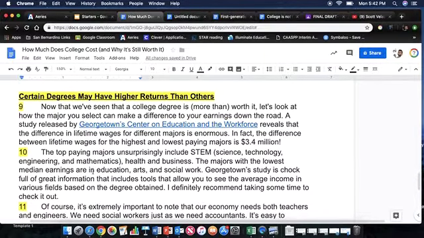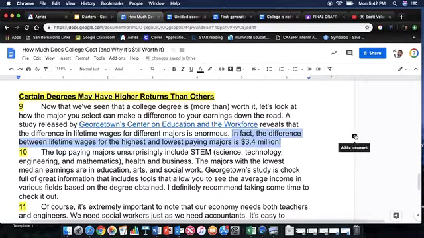So paragraph 9. Now that we've seen that a college degree is more than worth it, let's look at how the major you select can make a difference to your earnings down the road. A study released by Georgetown Center in Education and the Workforce reveals that the difference in lifetime wages for different majors is enormous. In fact, the difference between lifetime wages for the highest and lowest paying majors is 3.4 million. So let's highlight that sentence. Okay, that's a big deal as well.